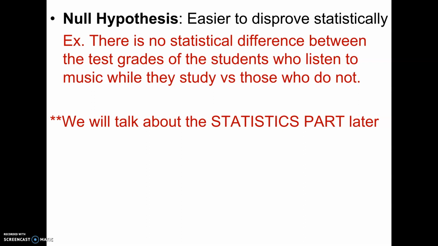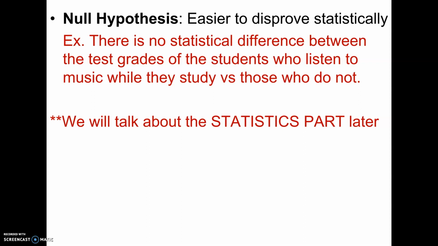Because it almost seems like you want your null hypothesis to fail. And you kind of do. We always think your whole goal in an experiment is for your hypothesis to be correct. Actually, if you write a null hypothesis, the goal of your experiment is that your hypothesis is incorrect, that it's wrong.